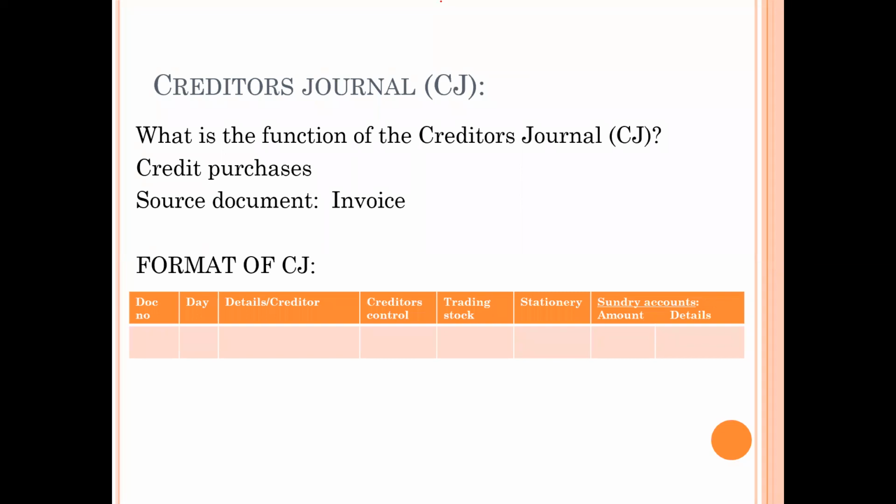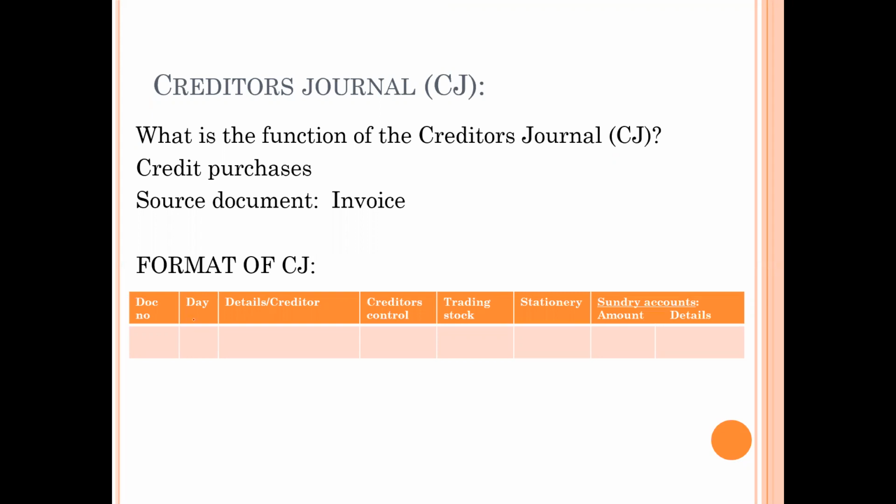Then let's look at the format of the Creditors Journal. Okay, there you see a lot of columns there. Let's just again work through the different columns and then we will start looking at some examples. So the first column is your document number column. What you're going to enter there is the source document, and the source document that you have for the Creditors Journal is the invoice. So every time it will be I for invoice and the number.